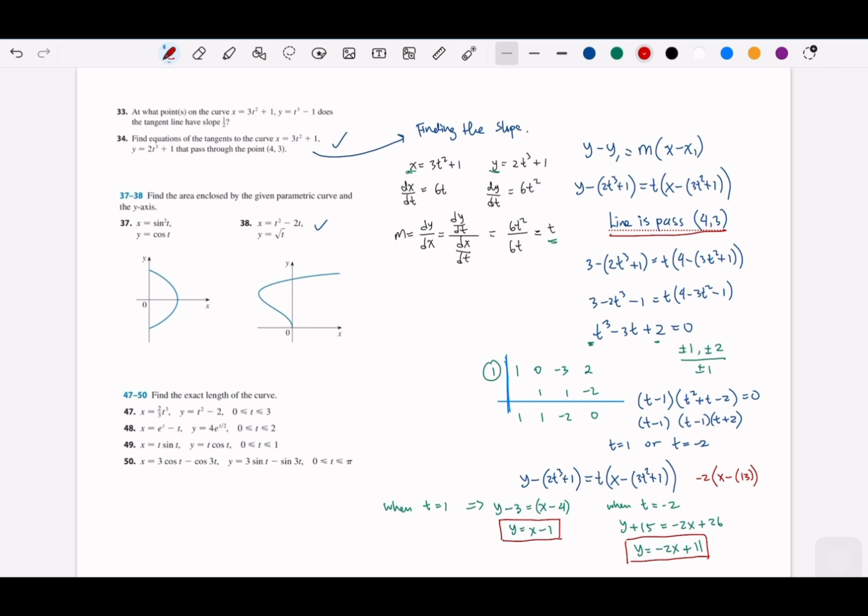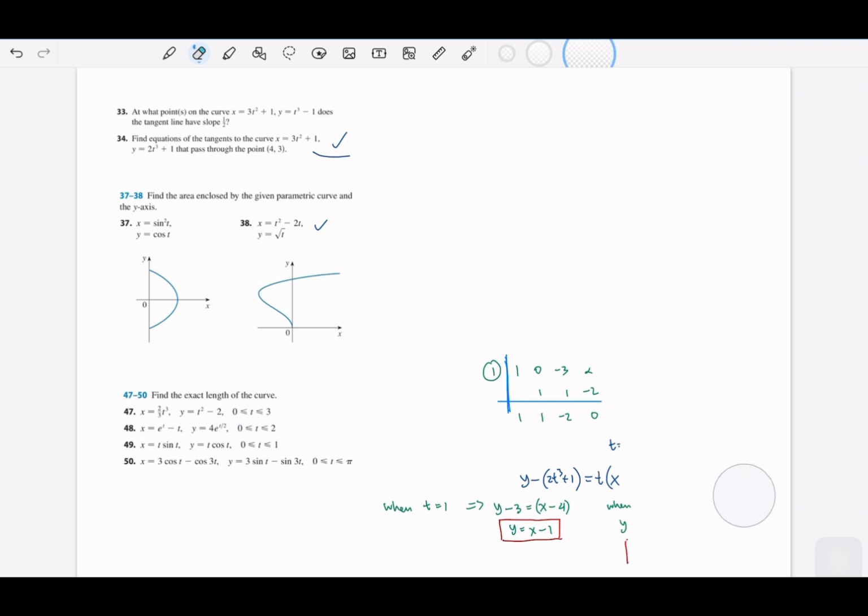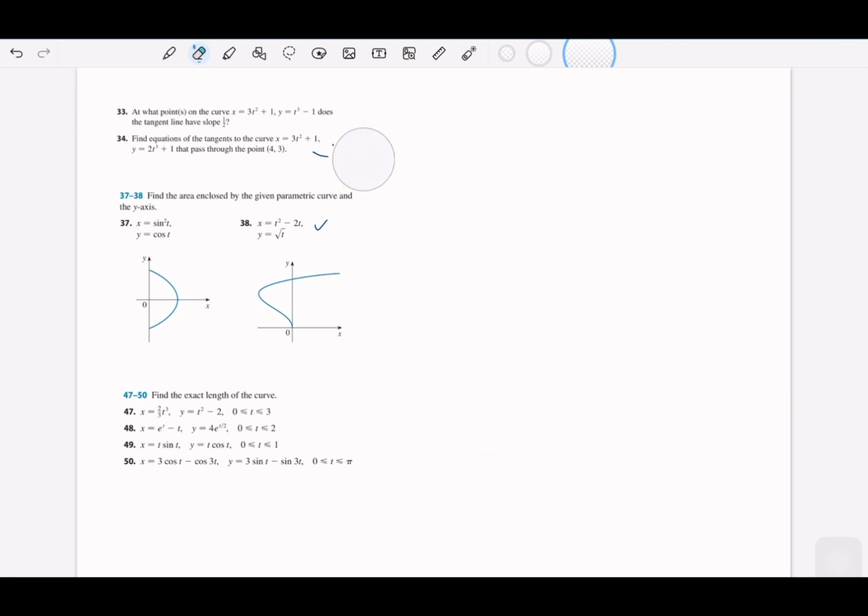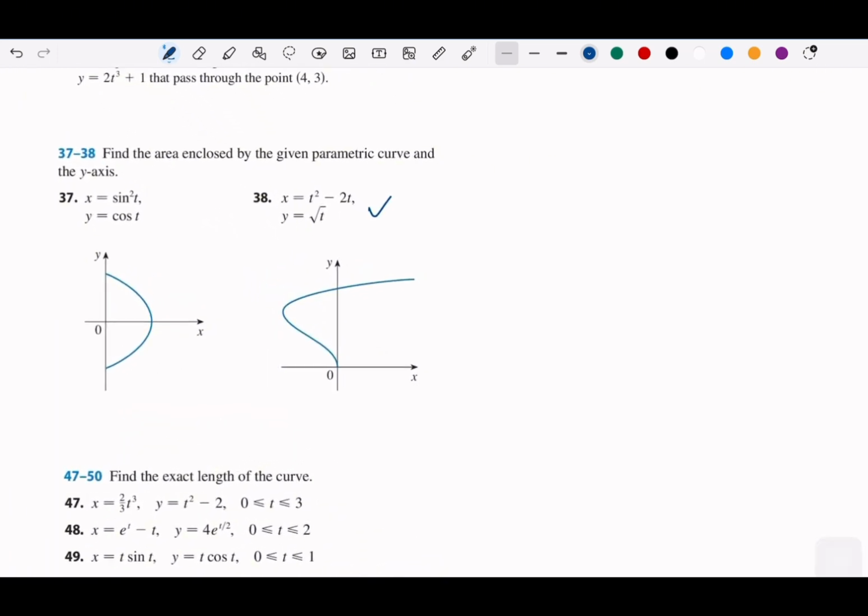Okay, now let's move on to the second question, which is number 38. Since this is the same, I will erase this part. Don't worry, I have the original one on the previous page. So let's try number 38. Let me zoom in so that you can clearly see the equations. We have x equals t squared minus 2t and y equals square root of t.